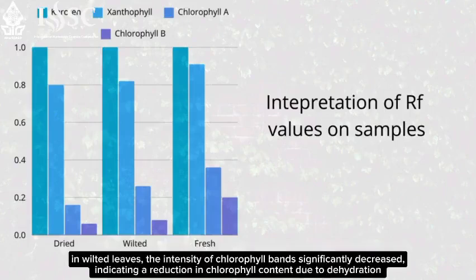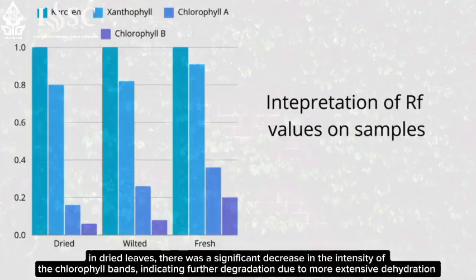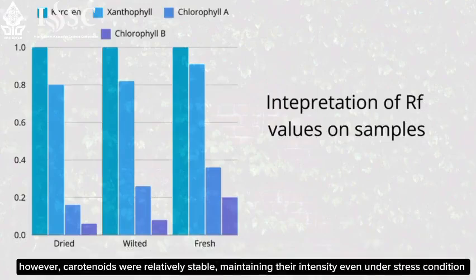In wilted leaves, the intensity of chlorophyll bands significantly decreased, indicating a reduction in chlorophyll content due to dehydration. In dried leaves, there was a significant decrease in the intensity of the chlorophyll bands, indicating further degradation due to more extensive dehydration. However, carotenoids were relatively stable, maintaining their intensity even under stress condition.